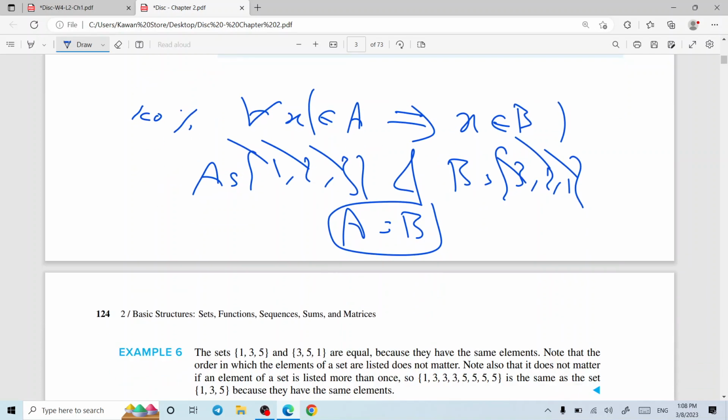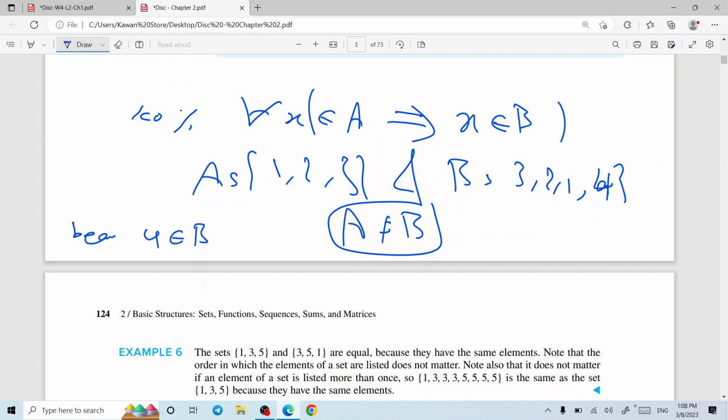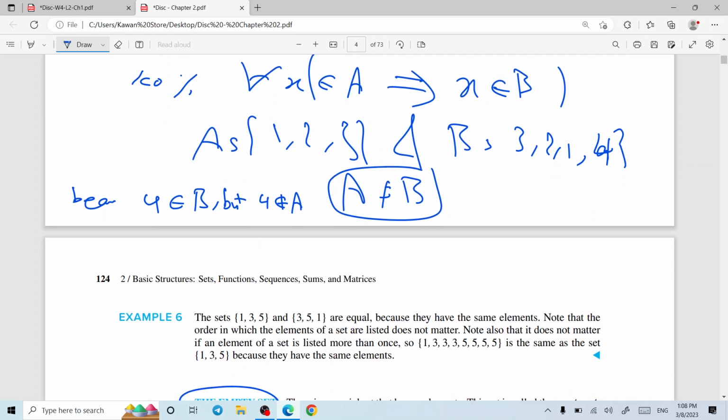How about if I add 4 to B? In that case, no. If I ask you why they are not equal, you say because 4 belongs to B, but 4 does not belong to A. You got it? How to answer? Clear. So you should give me the clue, the example, that is why not.